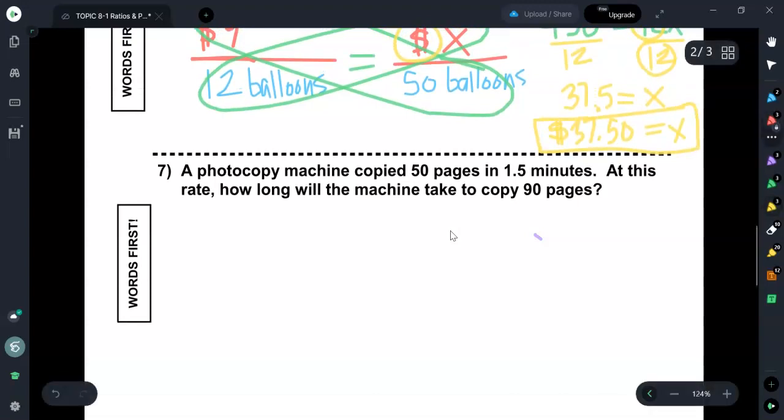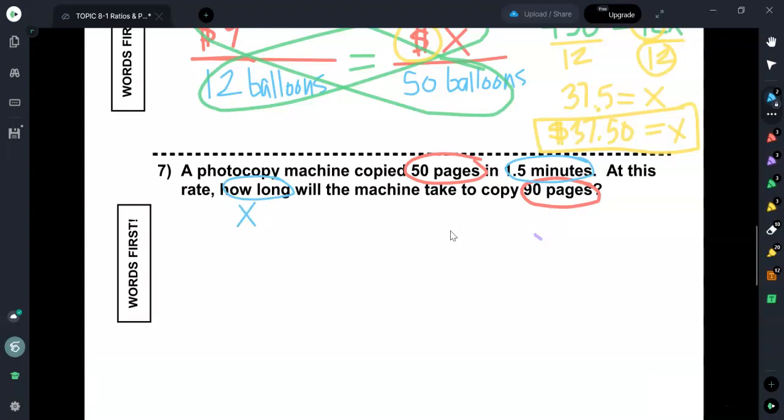So let's go ahead and take a look at the next one, a photocopy machine. On the photocopy machine, it says it copied 50 pages in 1.5 minutes. At this rate, how long will it take the machine to copy 90 pages? So again, let's take our colored pens or pencils and let's figure out what our items are. We've got pages and pages, and I've got minutes and x minutes over here, right? How long? That's what I'm looking for. Those are my minutes. So let's set up the proportion.